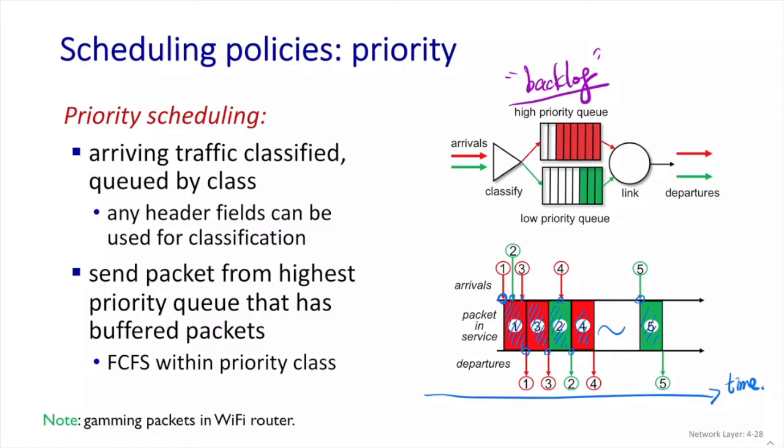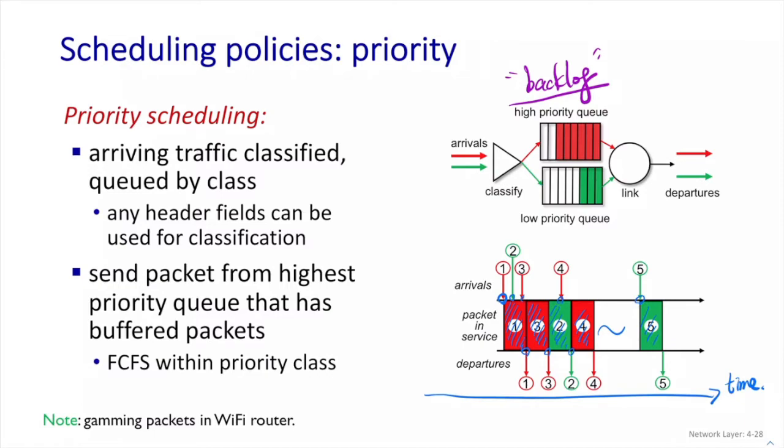But it is not good enough, because if your red queue is backlogged, meaning you always have some red packet in the queue, you don't have any chance to serve the green packets, right? So green packets starve. That is not good because green packets may never have any chance to be served.